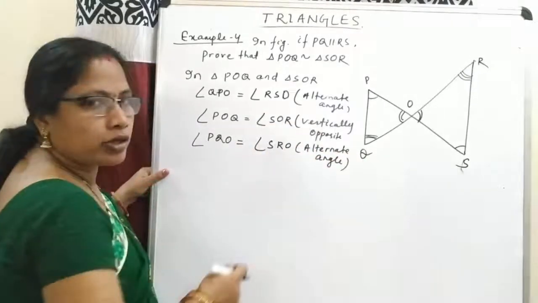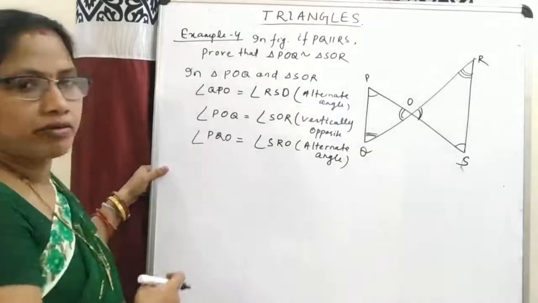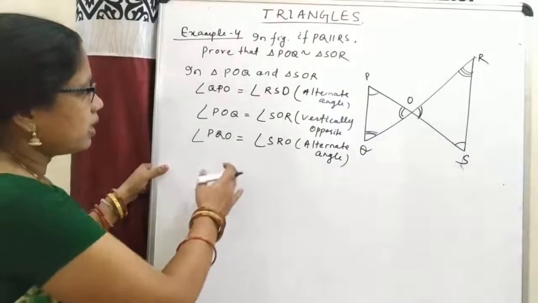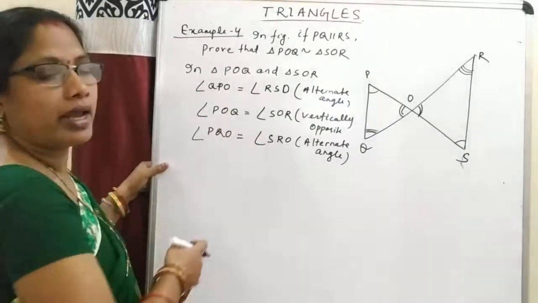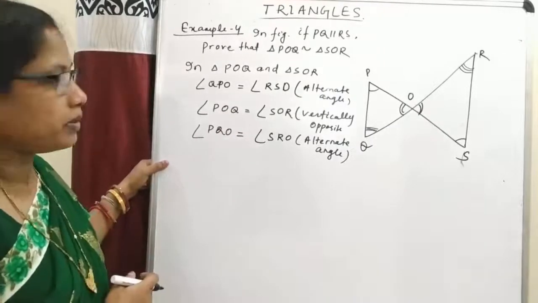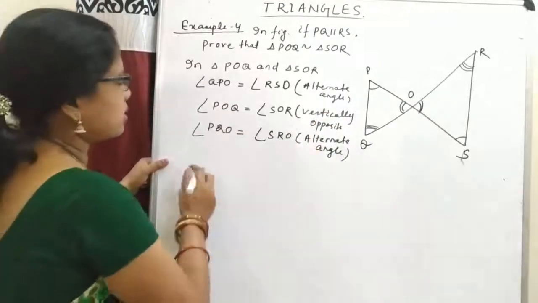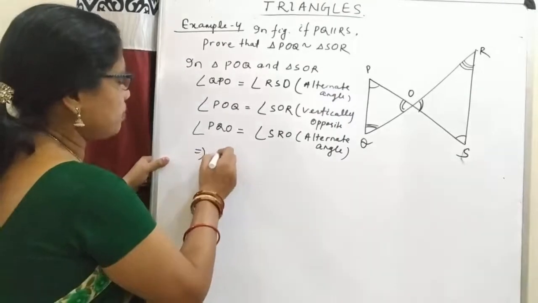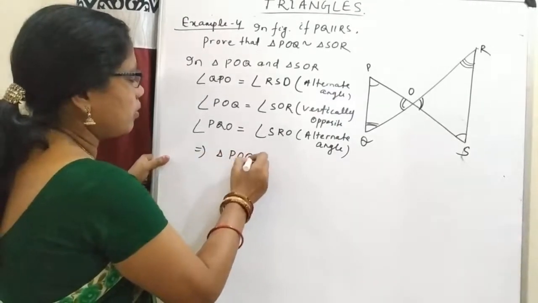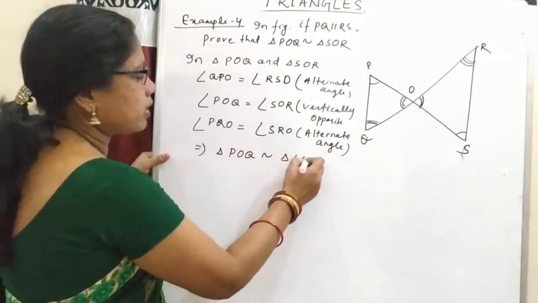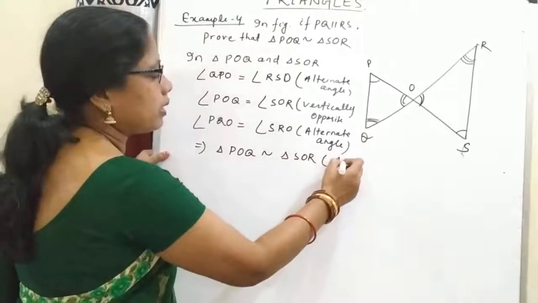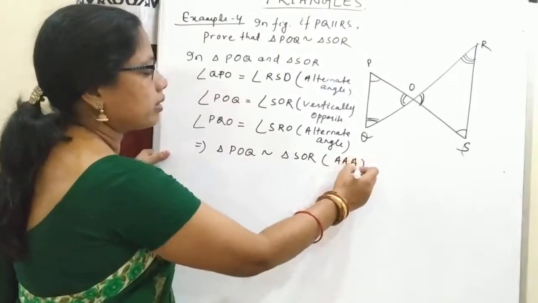So according to the angle criterion of similarity of triangles, these two triangles are similar. So this implies triangle POQ is similar to triangle SOR by angle criterion.